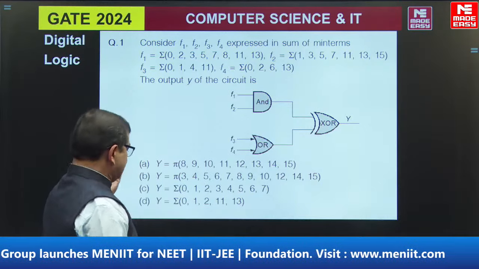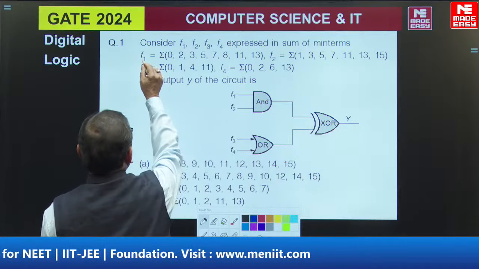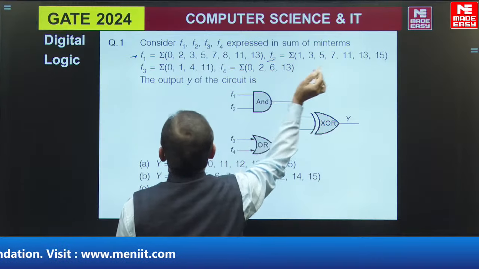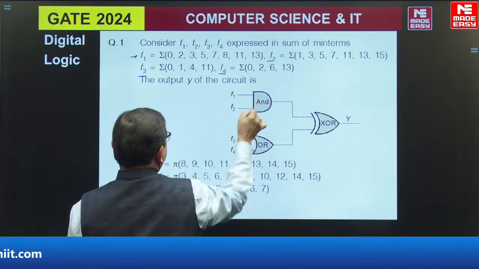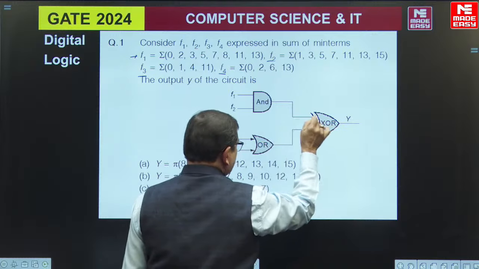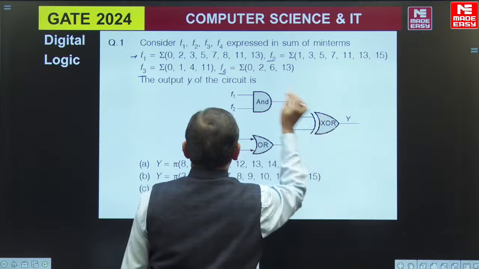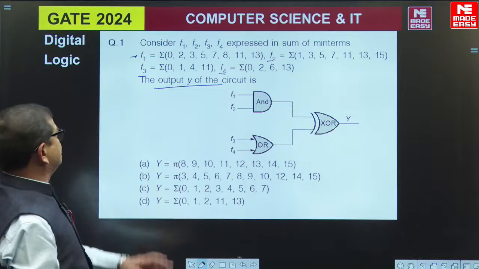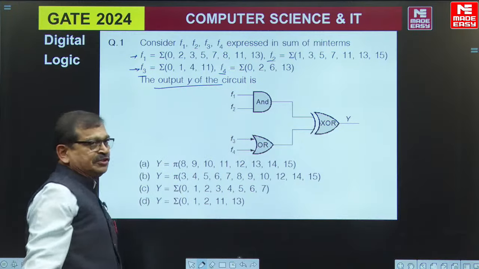In the question it is mentioned, we are having 4 functions F1, F2, F3 and F4. F1 and F2 are the inputs to the AND gate, F3 and F4 are inputs to the OR gate. The AND gate output and OR gate output are the inputs to the exclusive OR gate. The exclusive OR gate output is Y. So we need to identify what is the output Y of the overall circuit.